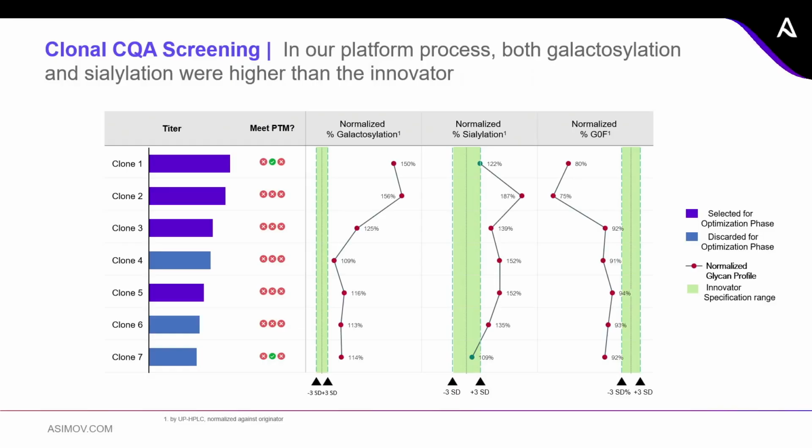And this is relative to that green shaded area, which is the innovator molecule plus or minus 3 standard deviations. We also noticed a similar trend with the percent sialylation that was also out of spec. So that was something else we needed to modulate, except for that top clone. And finally, as the normalized percent G0F is correlated to these other 2 glycans, you can see that this is similarly lower than what we were looking for in all 7 of these clones. So this was something that we needed to adjust or the partner would not move forward.